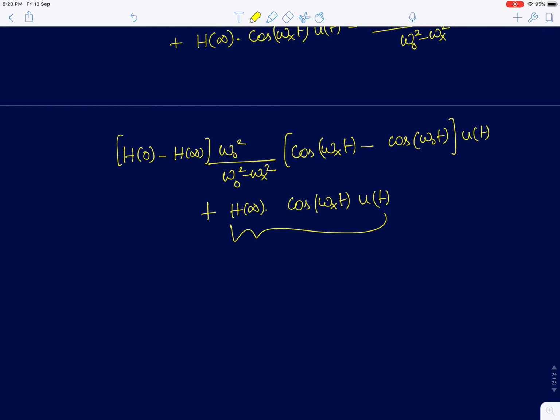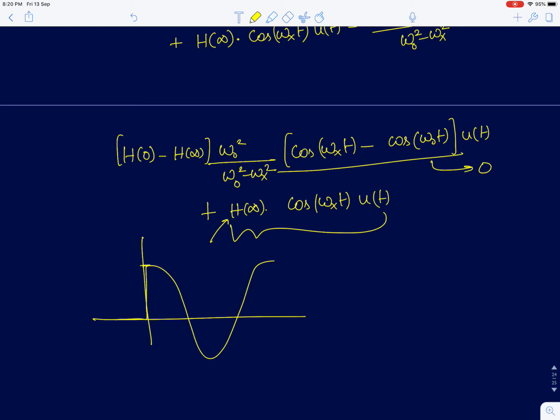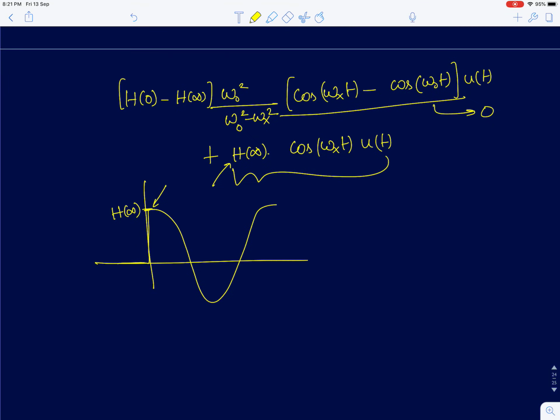Again, this term here represents the high frequency nature of the circuit, where the gain of this system is actually constant, which is h infinity. That's why when I fed a sine wave which is going to suddenly change at t equal to 0, this term here is going to be 0. Both the cosine functions will be 1 at t equal to 0, so the difference between the two will actually be 0. This term will just multiply the input sinusoid with h infinity, and you would get that as an output.